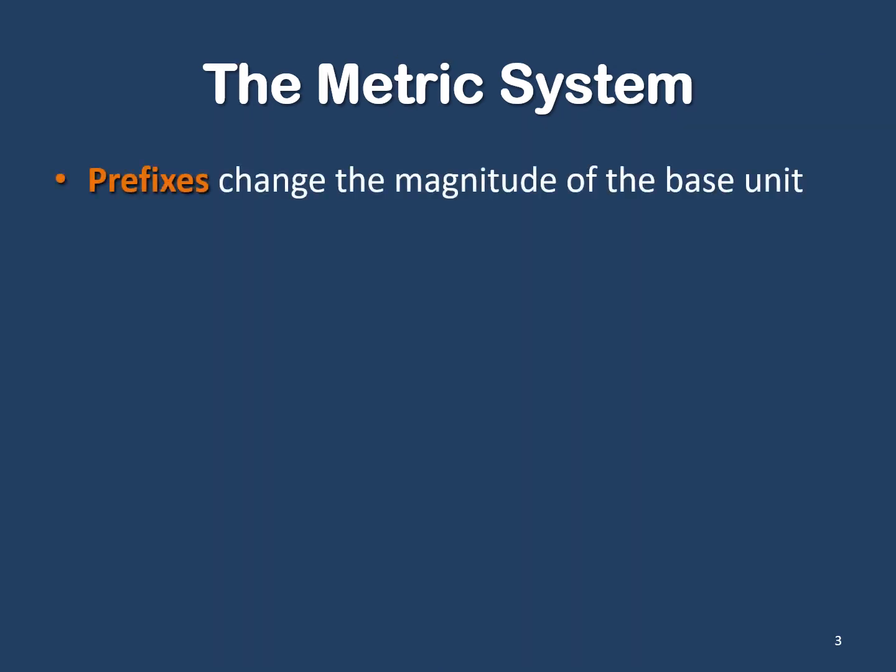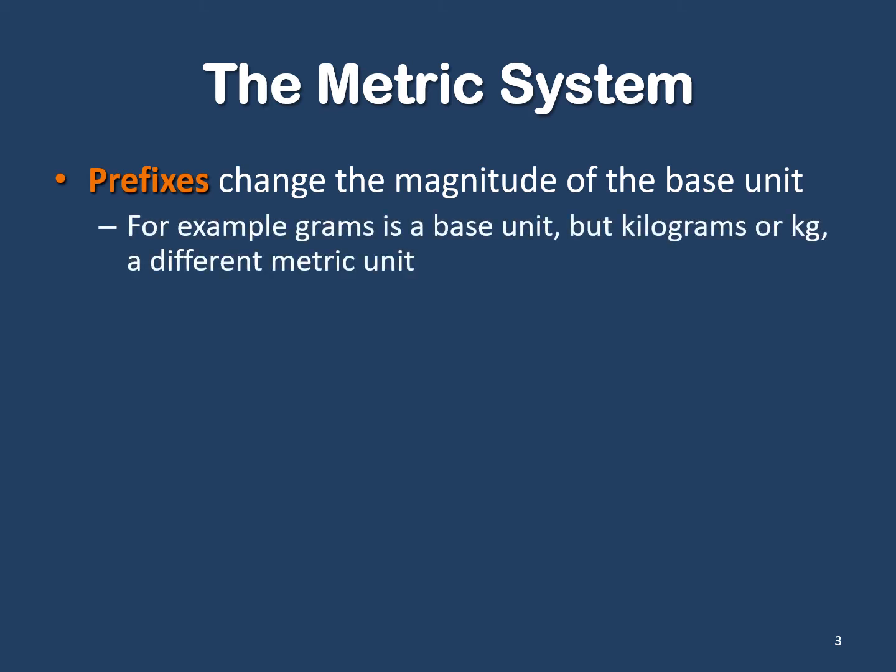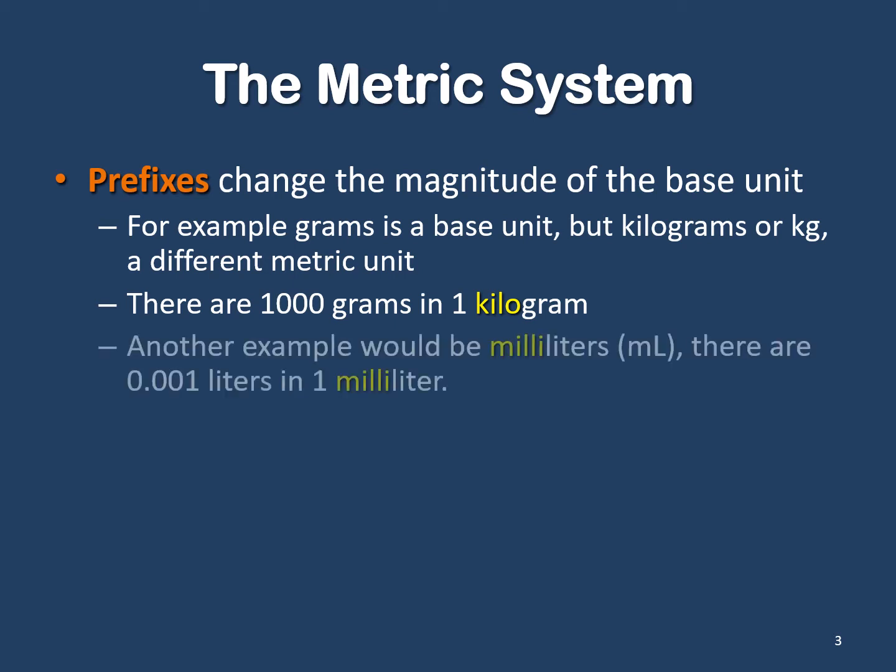Okay, so how do these prefixes work? Well, they change the magnitude of the base unit. For instance, the gram is the base unit for mass, and if we put kilo in front of grams, that makes it a much larger value. 1 kilogram is a lot more than 1 gram. In fact, because the kilo prefix has a multiplier of 1,000, this tells me that in 1 kilogram there are 1,000 grams.